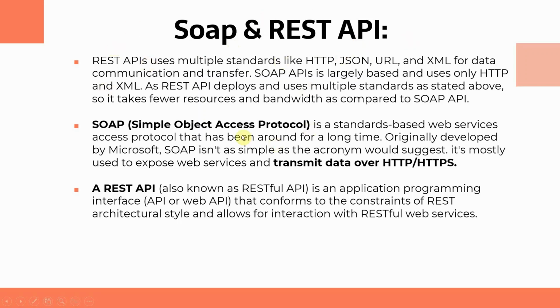But the main difference between SOAP and REST API is that SOAP is a little slower than REST API. In REST API you have multiple formats, it supports different formats. You can get your output in JSON, XML, HTML, etc. But the SOAP protocol uses only XML and HTTP. So that's the main difference, and also the speed.